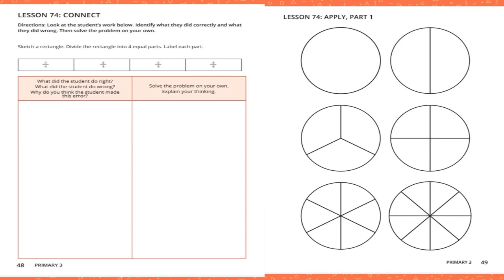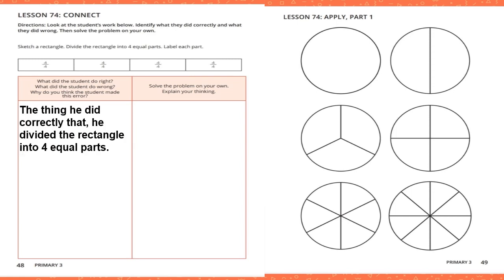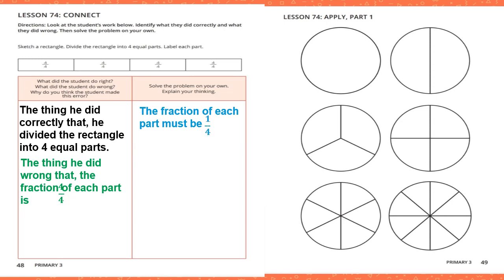So what did the student do right? The student divided the rectangle into 4 equal parts. But he wrote something wrong. He wrote the fraction of each part as 4 over 4, and it's not right. It's wrong. The right fraction of each part must be 1 over 4, like this.